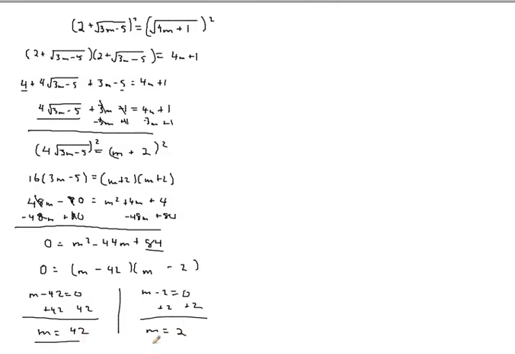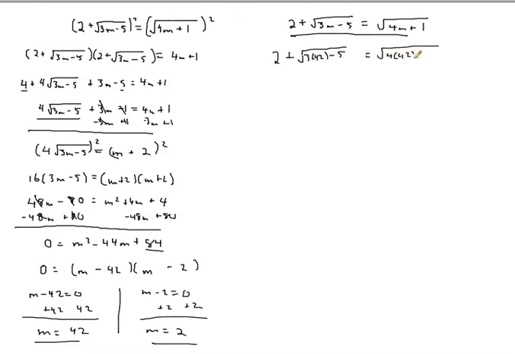So we have two possible values for m, and we want to verify that these are indeed solutions when we substitute them into the original equation. Since I've squared both sides, I'll rewrite it here: 2 plus the square root of 3m minus 5 is equal to the square root of 4m plus 1. And let's substitute the 42 first, okay? So we'll just substitute that. So it would be 2 plus the square root of 3 times 42 minus 5 is equal to the square root of 4 times 42 plus 1.